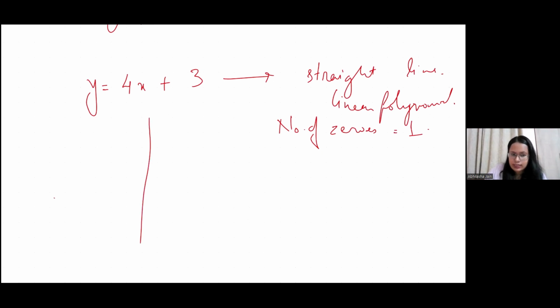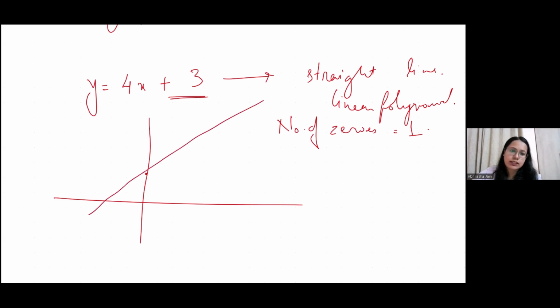So let's say this is your xy coordinate. Since the y-intercept is 3, 3 is going to be here, and then it's going to be a straight line like this. Just an example, don't mind the inaccuracy. For x equal to 0, y is equal to 3. For x equal to 1, y is 7.